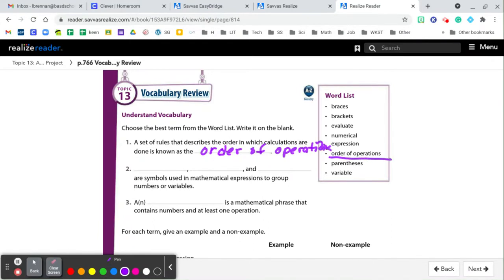Blank, blank, and blank are symbols used in mathematical expressions to group numbers or variables. We say parentheses, brackets, and braces. And blank is a mathematical phrase that contains numbers and at least one operation. We call that a numerical expression.